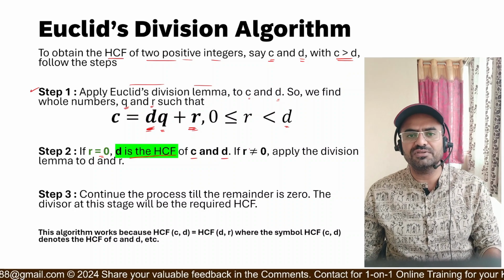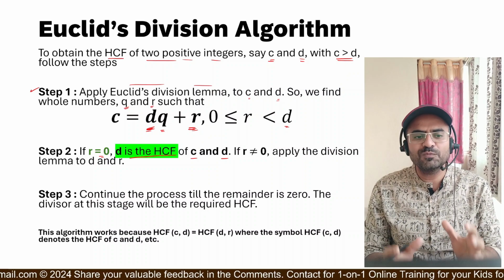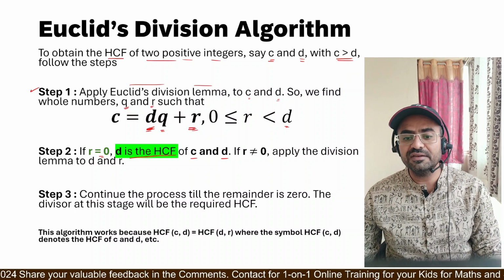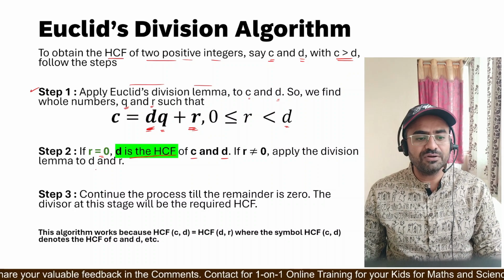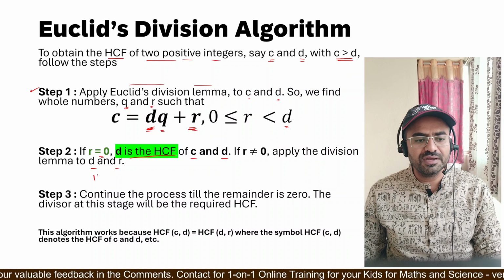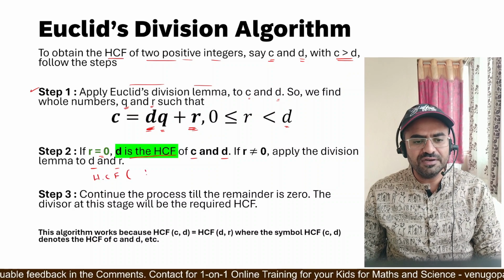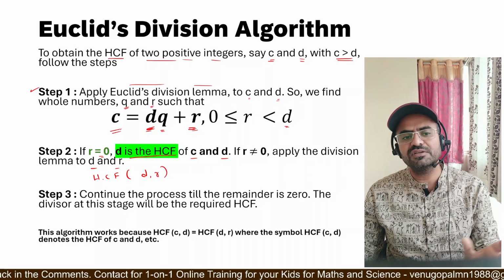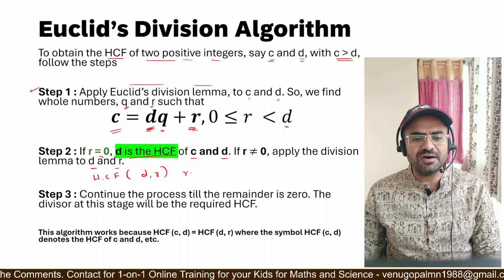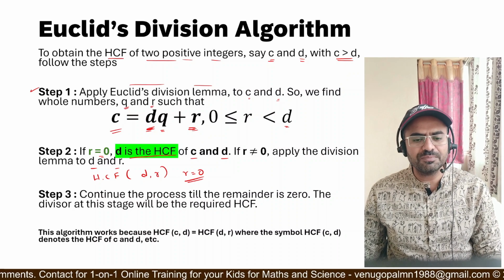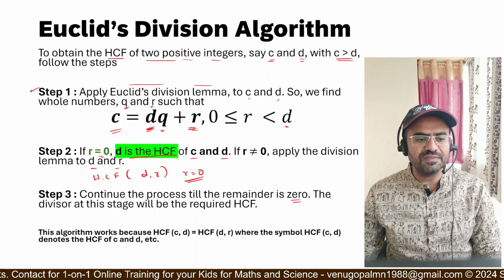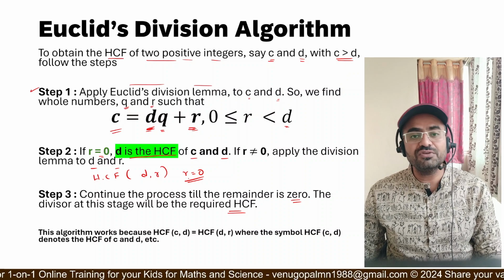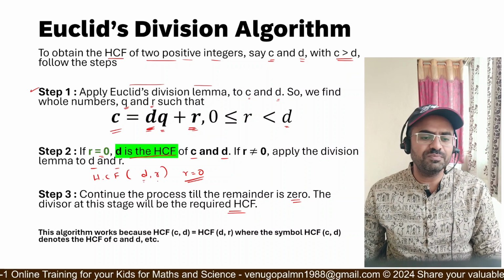If R is equal to 0, we consider D as your HCF. But if R is not equal to 0, then again we have to apply the division lemma to D and R, and take the HCF of D and R. Follow the same steps of Euclid's division lemma till we get R equal to 0. Continue the process till the remainder is equal to 0. The divisor at this stage will be the required HCF. Whenever your R becomes 0, the value of D would be your HCF.